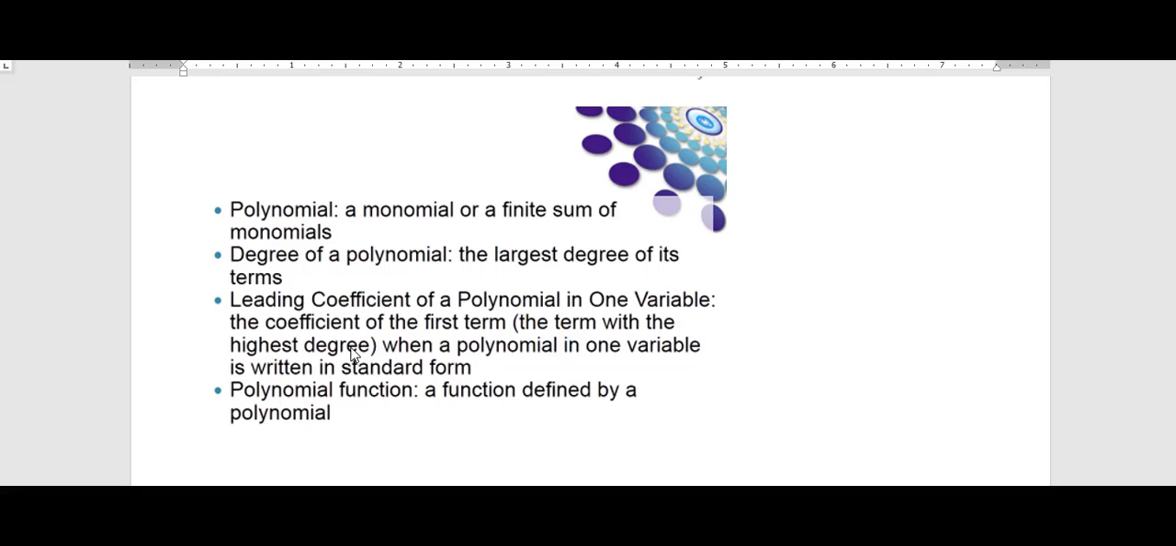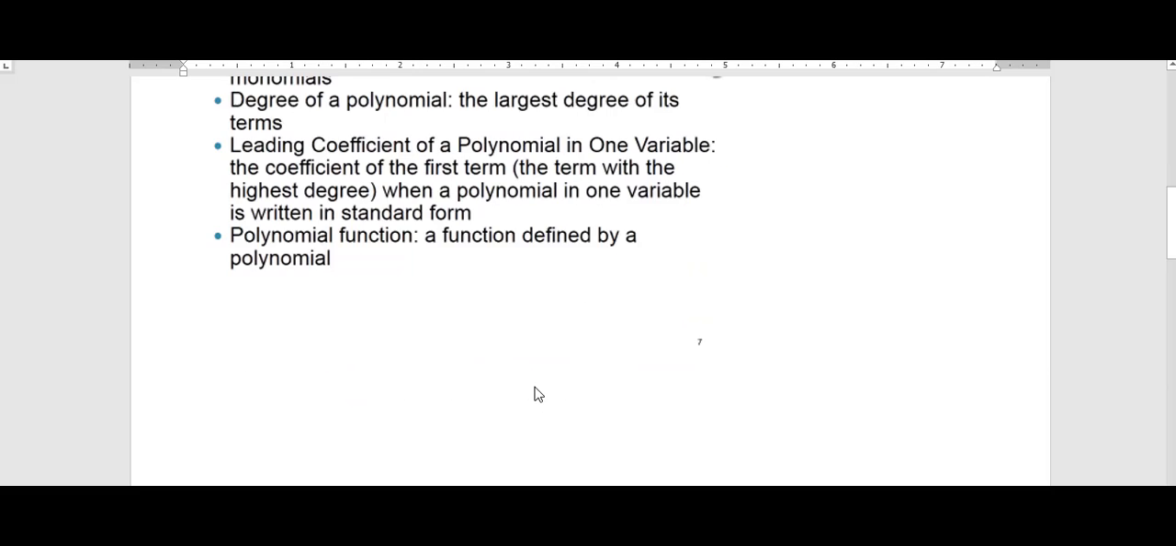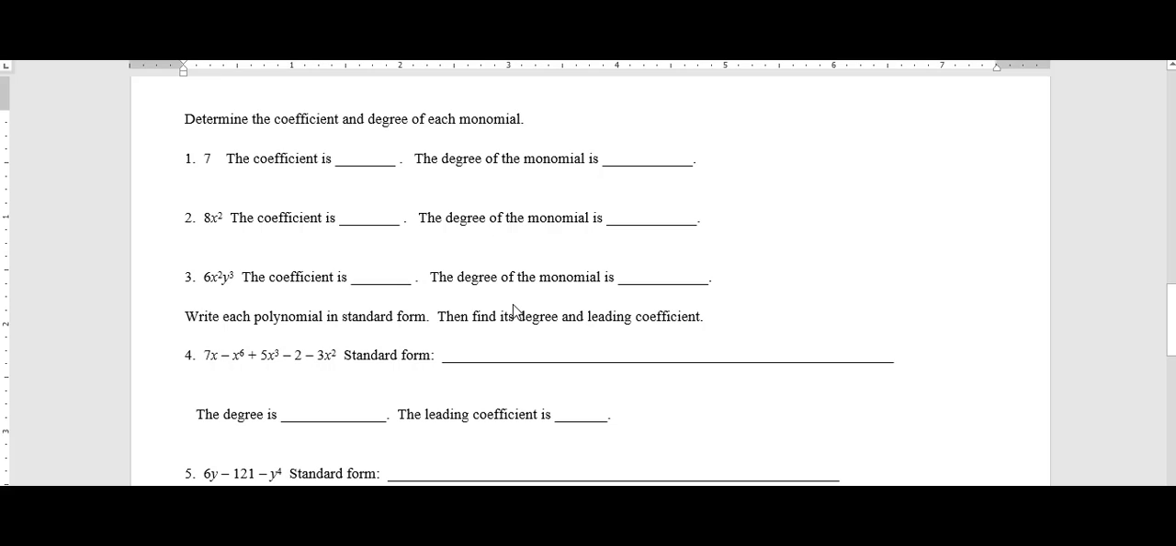The leading coefficient of a polynomial in one variable is the coefficient of the first term. That's the term with the highest degree when we write a polynomial in standard form. A polynomial function is a function defined by a polynomial. Let's look at some problems that will help us to clarify these ideas.